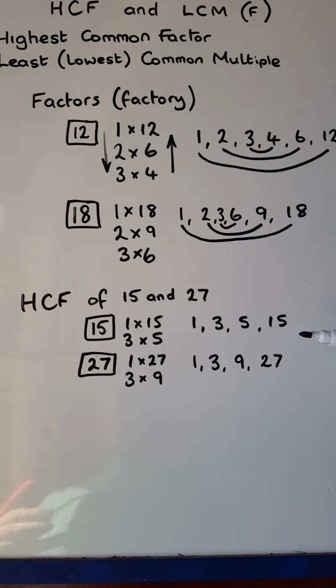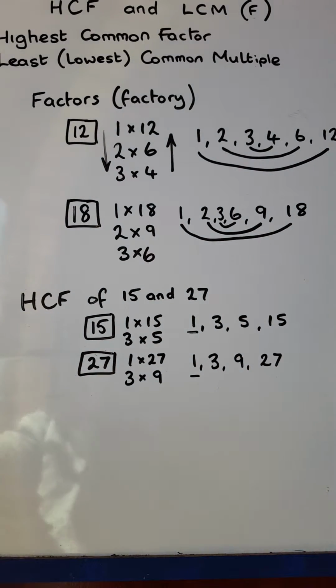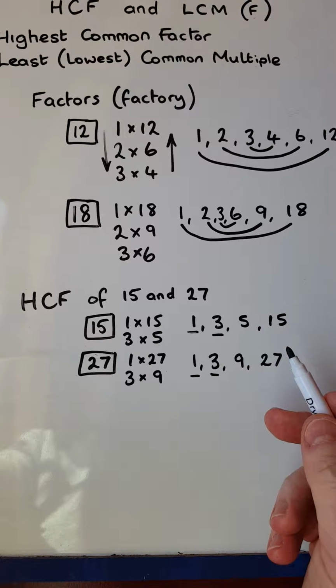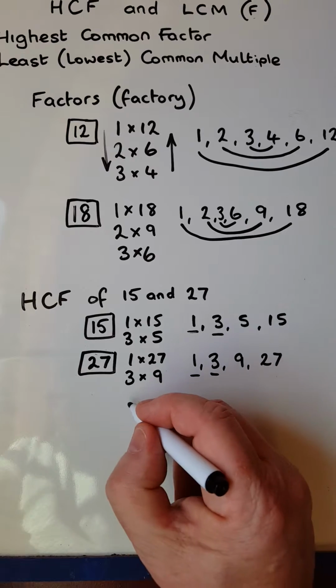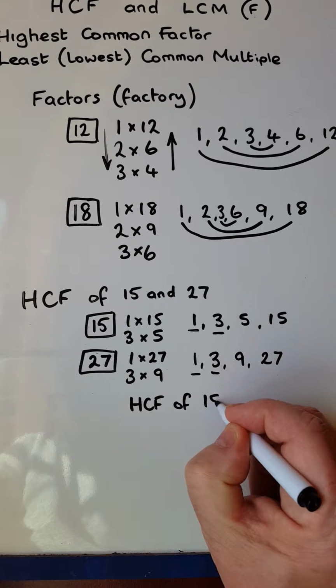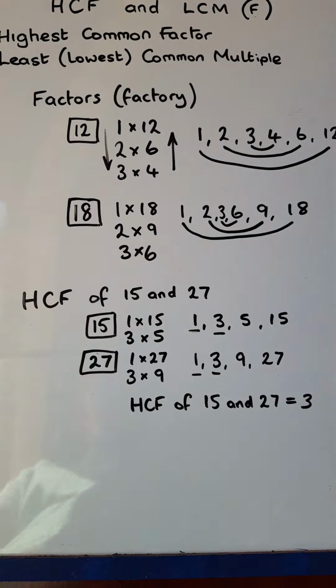So I found the factors of 15 and I found the factors of 27. Now I'm going to look at what the common factors are. 1 is on both lists, obviously. That's a common factor. 3 is on both lists, so that's a common factor. The remaining numbers are not on both lists. So the highest common factor is 3. The highest common factor of 15 and 27 is 3. That's the biggest number that will divide into both 15 and 27.